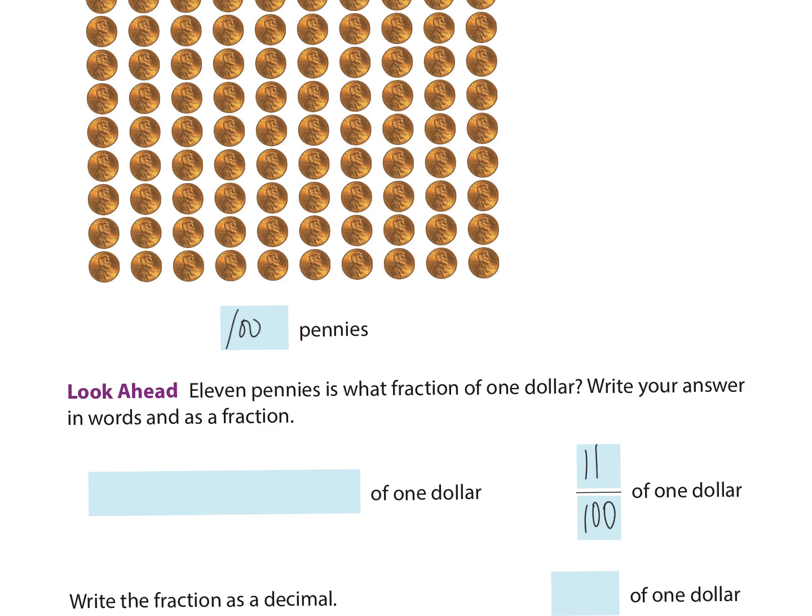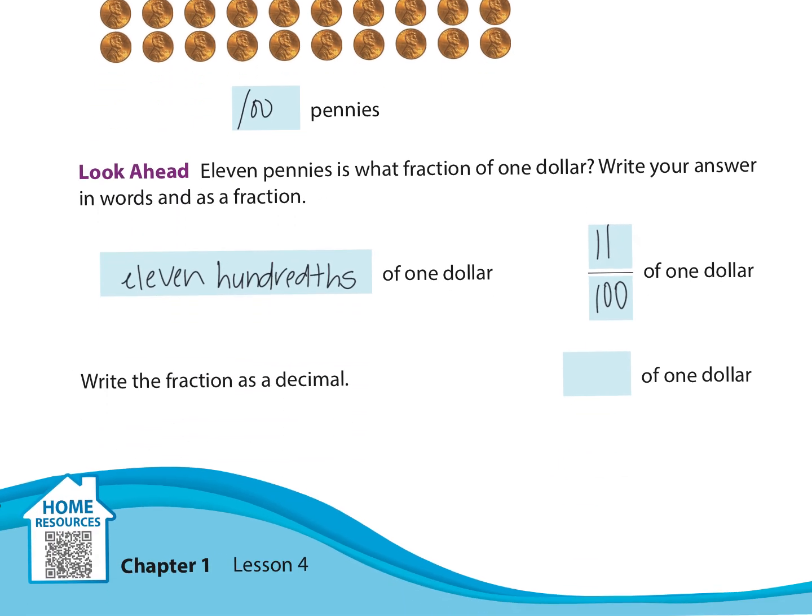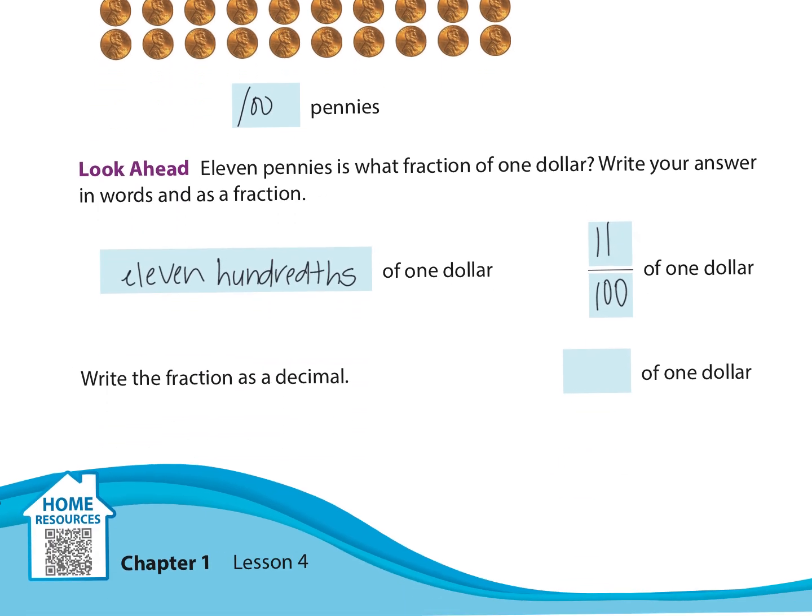Okay, so in words, it says write your answer in words and as a fraction. What would I write in words here? 11 hundredths of a dollar. Does everybody agree? 11 hundredths? Okay, very good. So we're going to write in words 11 hundredths of a dollar.